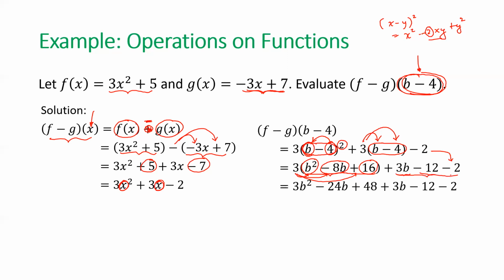And then we rewrite the following here. And then adding similar terms, we will get 3b squared minus 21b plus 34. So the minus 21b will come from negative 24b plus 3b. And the 34 here comes from 48 minus 12 minus 2. So this is the value of f minus g of b minus 4.